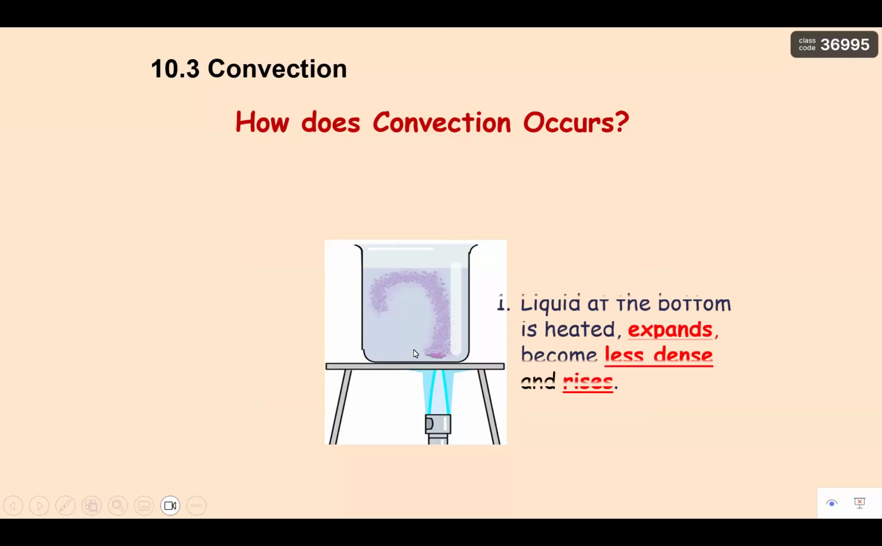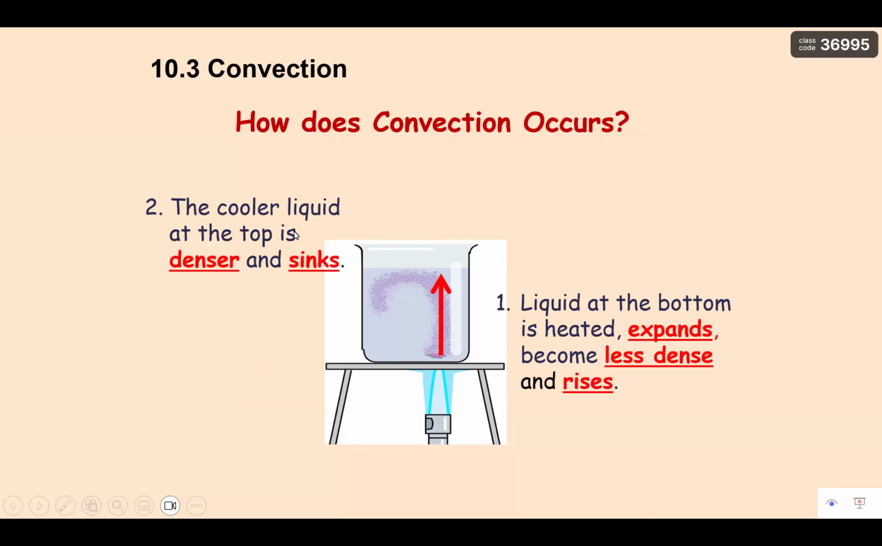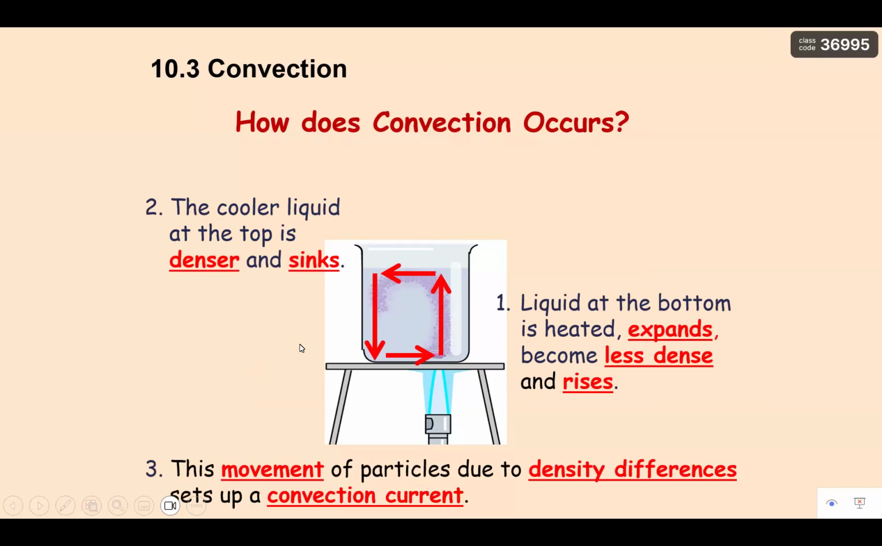So another one that you can see just now is the heat source at the center. Now I have a heat source at the side. The same, the liquid at the bottom is heated up. Again, the keywords are already underlined and bold for you. The liquid will expand. Take note, it's the liquid that expands, not the particles that expand. The liquid expands, becomes less dense, and rises. Okay, and then when it reaches the top, it cools down. So the cooler liquid at the top is denser and sinks. This will set up what we call a convection current. This movement due to the density difference is a convection current.